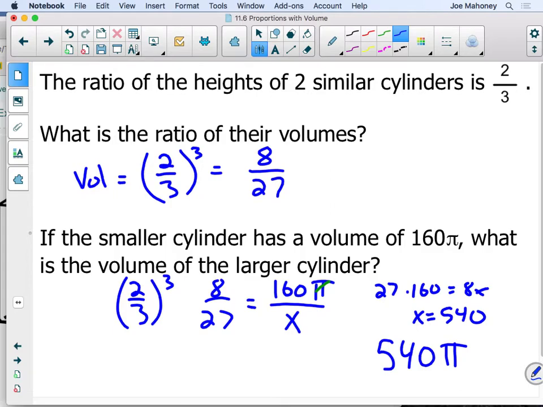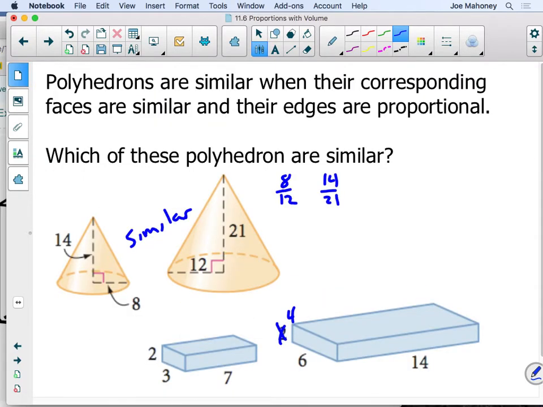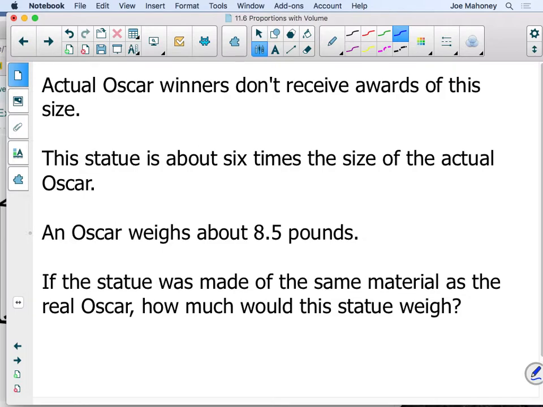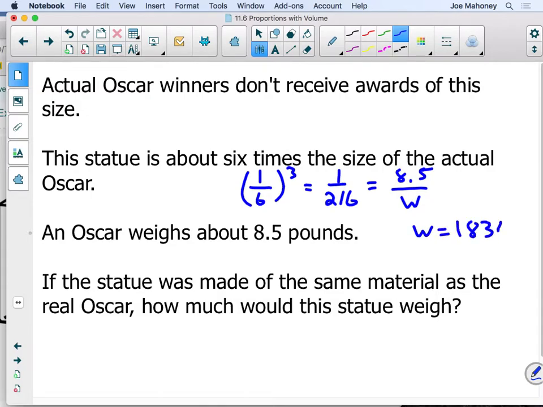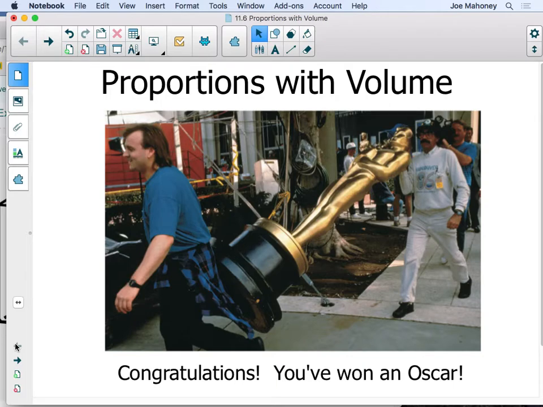Hey, so let's do this. Let's go back to that problem in the beginning for a minute. How heavy is that statue? Well, if the statue is 6 times as big, so if we do cubing 1 to 6, that's going to be 1 over 216. And if I know that the real one weighs 8.5 ounces, if I solve this for W, that's how much it weighs. So if I cross multiply and do that, the weight is 1,836 pounds. Holy cow, those guys are really strong.